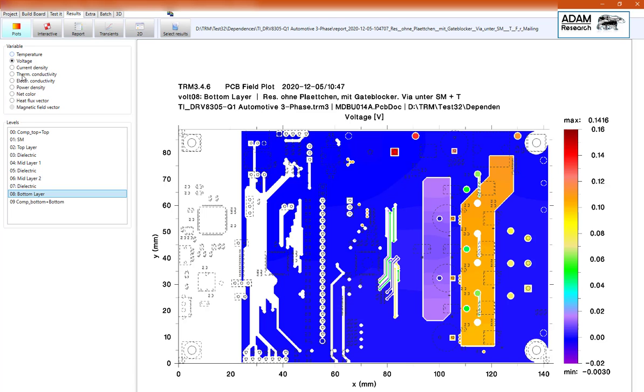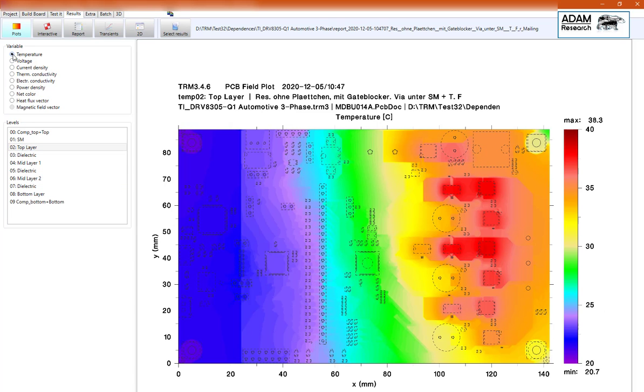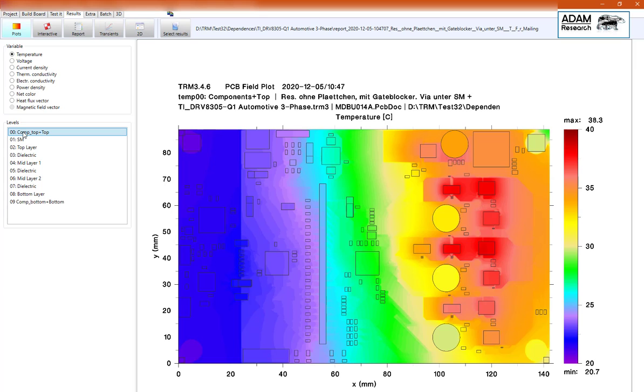And finally, we have the temperature distribution in all the components and the layers and the prepregs. The temperature rise isn't dramatic because this is a test board and has quite low ampere values. The delta T is about 20 degrees.